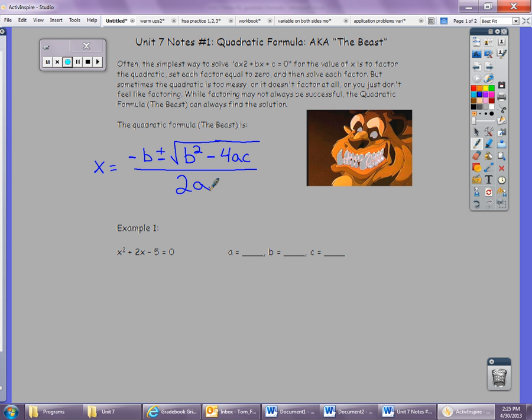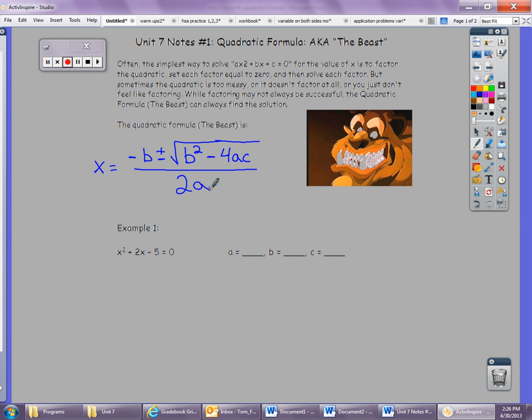Now if we look at this first example, we have x squared plus 2x minus 5. If we try to factor it, well, we need factors of negative 5 that give us 2, and we can't factor it because we don't have factors of negative 5 that are going to give us positive 2. So then we have to use another method, which is the quadratic formula.